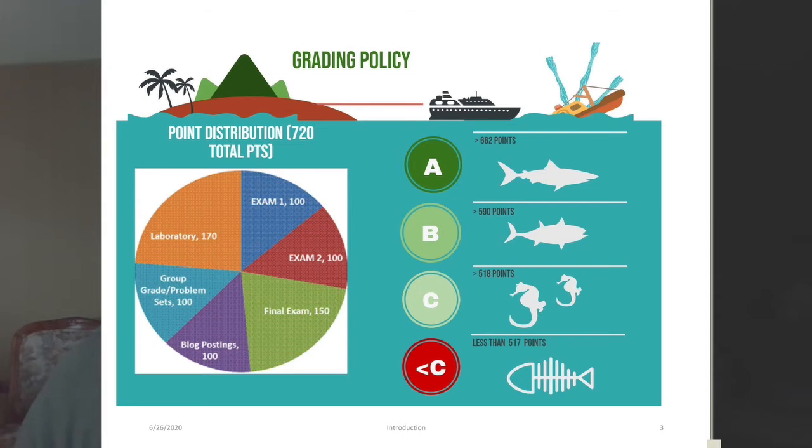To make life easy, I'm showing you the grades around here, and the grades basically are: anything greater than 662 total points, you get an A; 590 and above, you get a B; anything 518 and above, get it? Seahorse, seahorse. And of course, if you have less than 517 points, basically that is you're a dead fish.